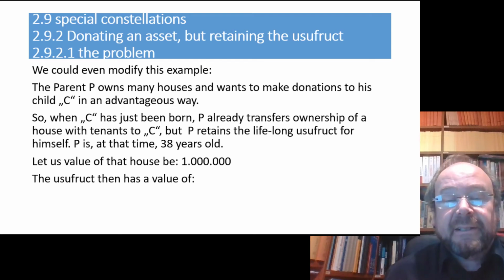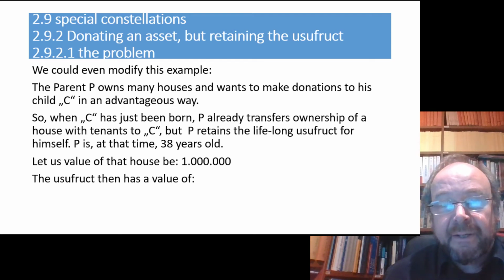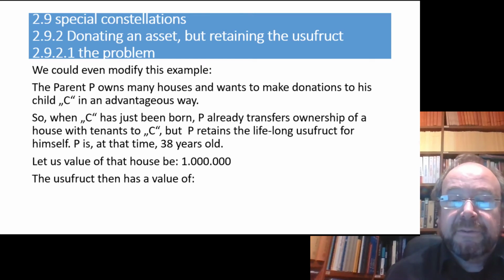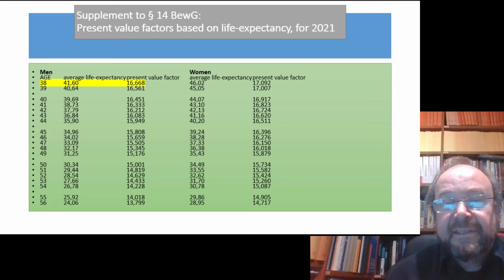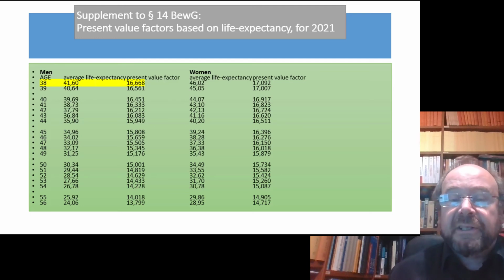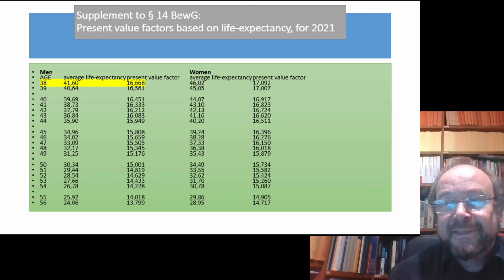Now we have again some calculations to do. The complete value of the house all over eternity is 1 million. The right to use it for the rest of the life of parent is to be calculated as how many years is parent still to live, according to this statistic here, 41 years approximately. And that means the annual value of using the house should be taken times 16 point some digits in order to get the present value of the right to use that house from the 38th birthday until the end of life of parent P.